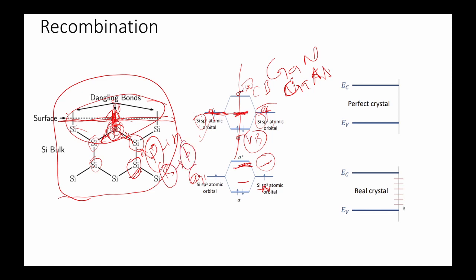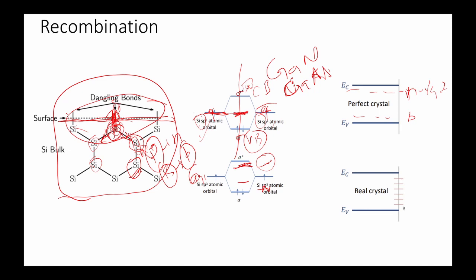This is how these energy states are created. These energy states are created for p type and for n type here. This is how they are created, because we are replacing this silicon.